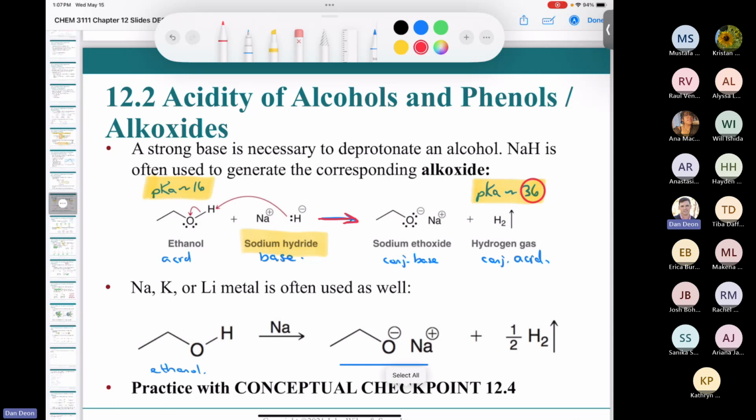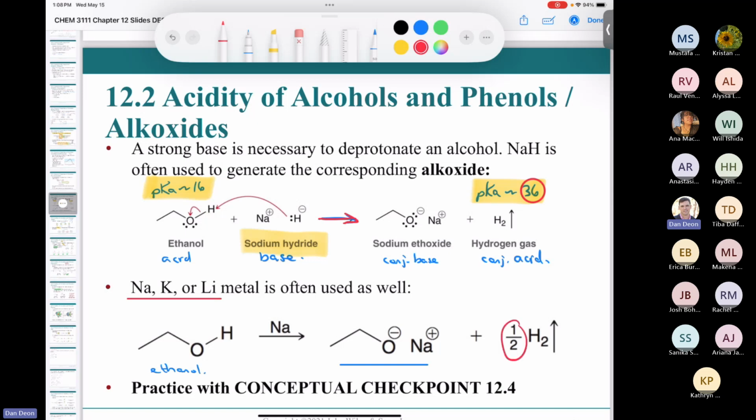Now, again, sodium hydride is an excellent base for deprotonating alcohols, but it says here that sodium, potassium, and lithium metal, which are very reactive metals, are really good at deprotonating alcohols as well. There's no mechanism provided for this reaction, so you don't have to worry about that. But if you take an alcohol like ethanol and put it in the presence of plain sodium, potassium, or lithium metal, it's going to remove that proton to make your alkoxide. So this is sodium ethoxide here. And then the hydrogen that's liberated forms hydrogen gas. So here we say half H2.